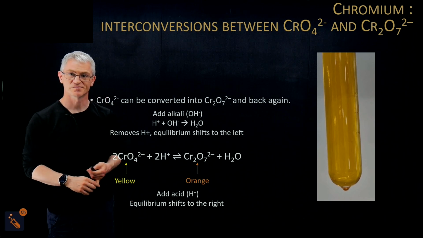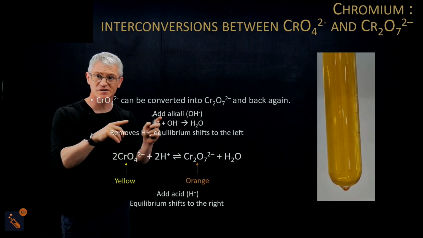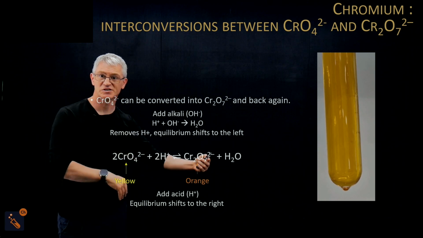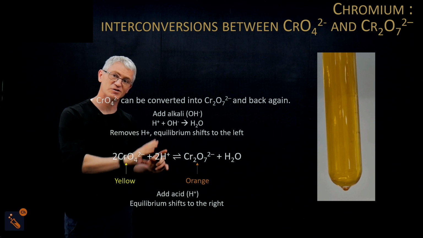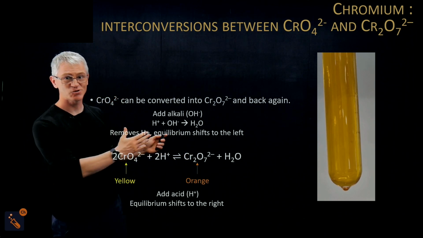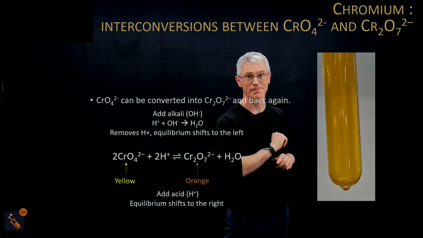Okay, so you do one of two things. It can be interconverted by adding alkali, okay, which removes the H+, okay, which means the equilibrium shifts to the left, or you can add H+, which it'll want to get rid of, and then the equilibrium will move to the right. And that's one of your practical examples, and quite, if I do say so myself, quite a beautiful one in terms of colour.